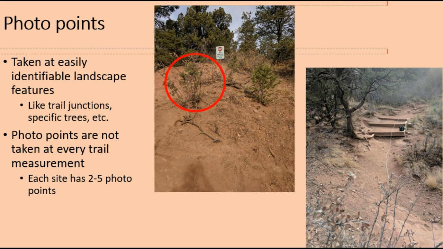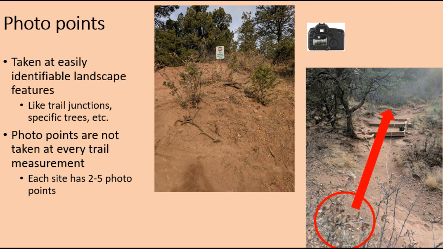And then here we see there's a couple shrubs here. So this is a mountain mahogany shrub. This is the photo point. Here's the shrub right here. And every time we go to the site, we're going to shoot the camera down the trail just like this.